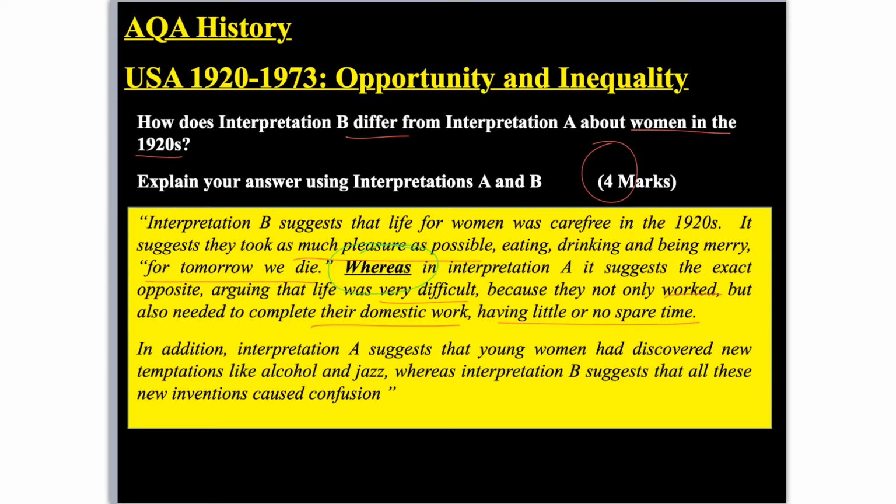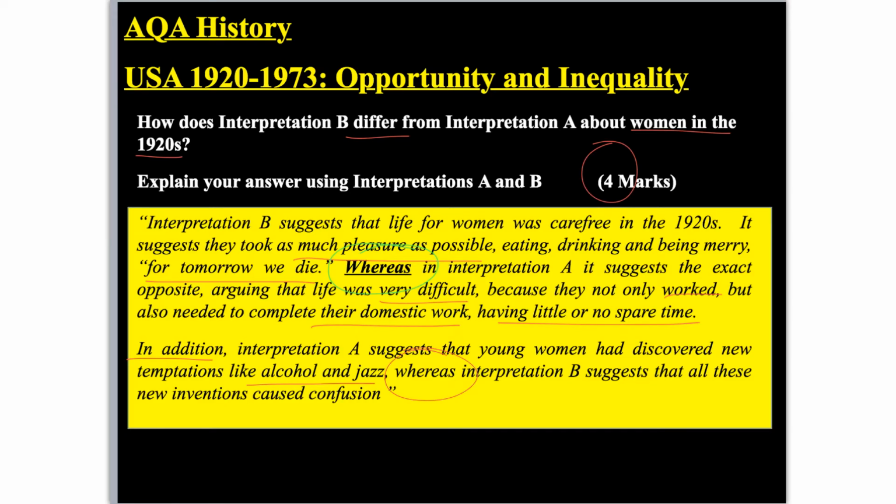There's a direct quote from one and sort of like an implied quote in the second part. Now, to get the full marks, all you need to do is make sure that you've got a second identified difference, and you can see this done relatively quickly in the second paragraph. We start off with that connective in addition to make it clear to the examiner we've got a second difference here. Interpretation A suggests that young women had discovered new temptations like alcohol and jazz, and again this doesn't actually quite quote the source, but those two phrases are there.